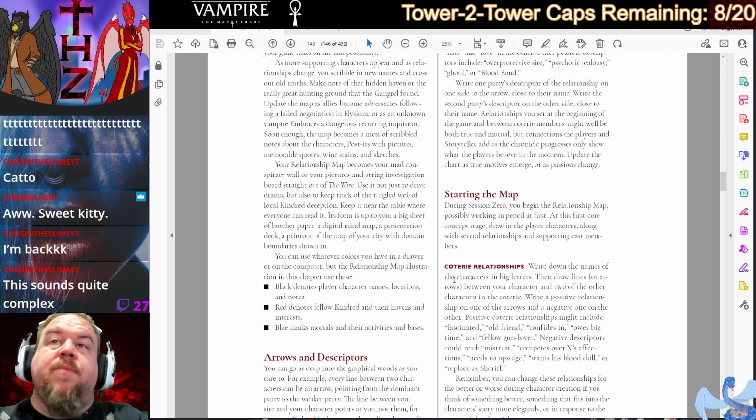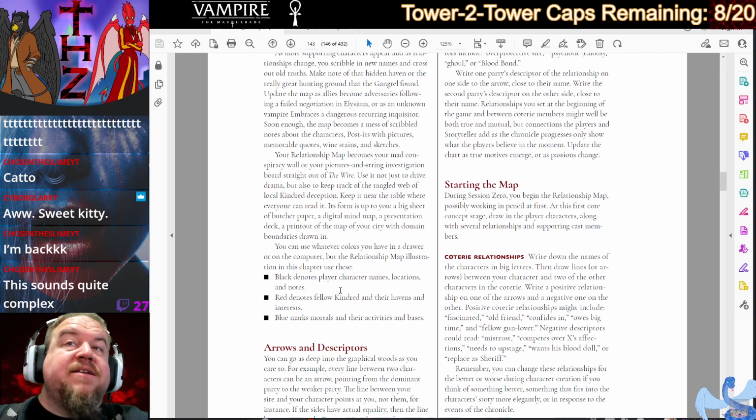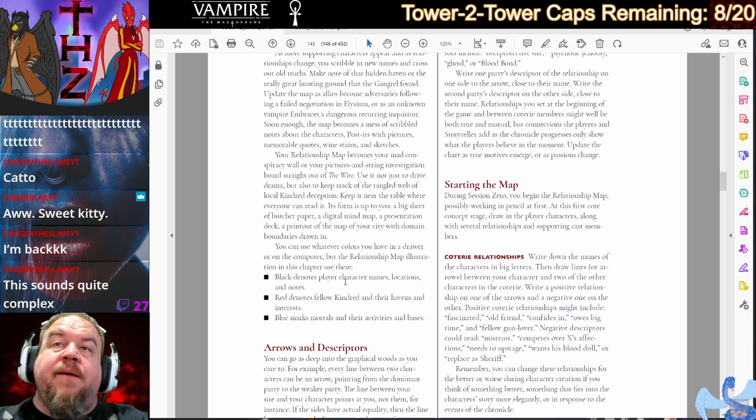Use these. Black denotes player character names, locations, and notes. Red denotes fellow kindred and their havens and interests. Blue marks mortals and their activities and bases.